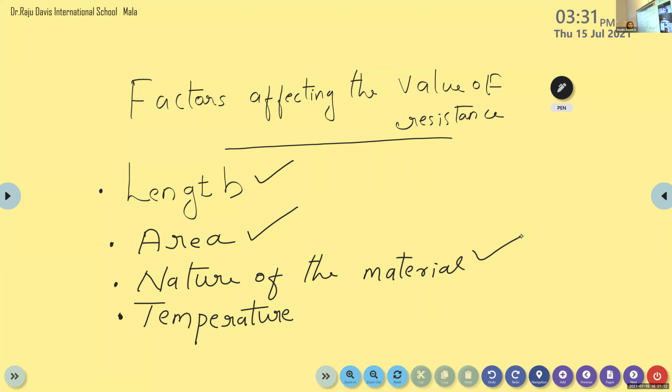Whenever the temperature increases, the resistance also increases. That is, temperature is directly proportional to resistance. The last factor that affects the value of resistance is temperature. Whenever the temperature increases, the value of the resistance also increases.